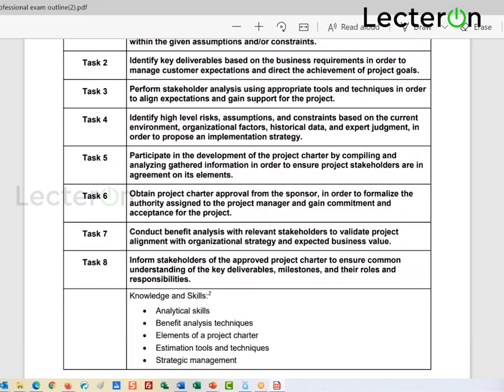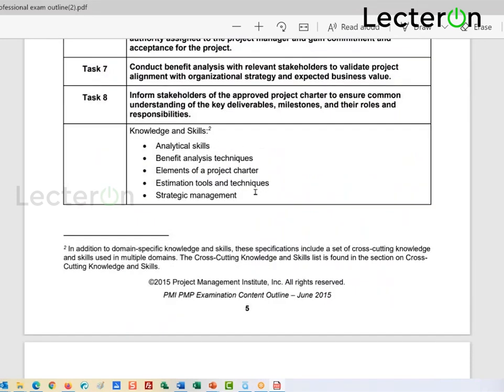So then you have, in addition, it's saying these are the knowledge and skills that you need for this domain. Analytical skills, very general. Benefit analysis techniques. Okay, this goes back to those we talked about as far as net present value, IRR, things like that. What are the elements of a charter? That one page that talked about the business aspect and then the justification.